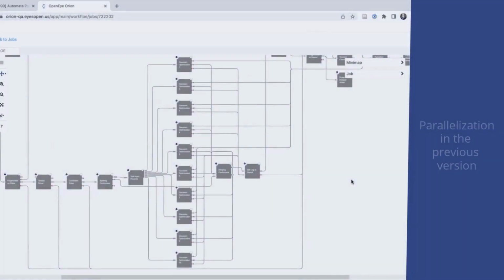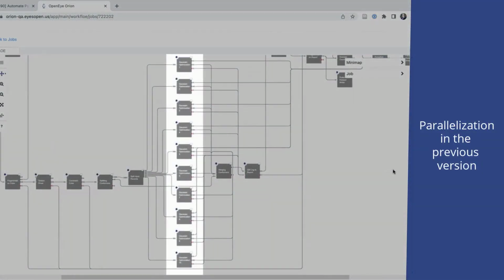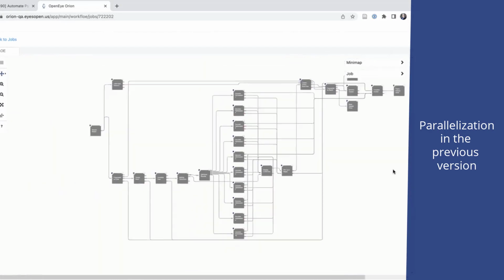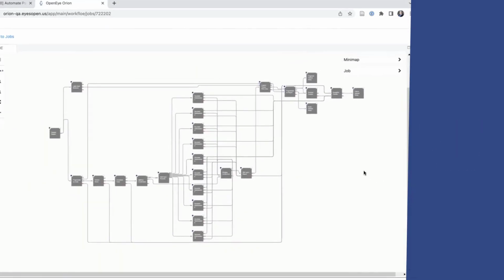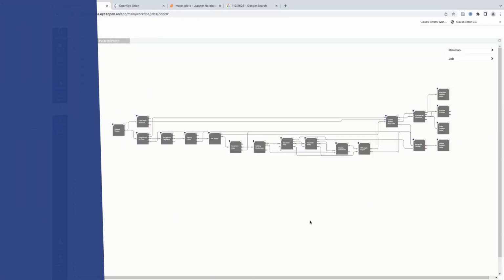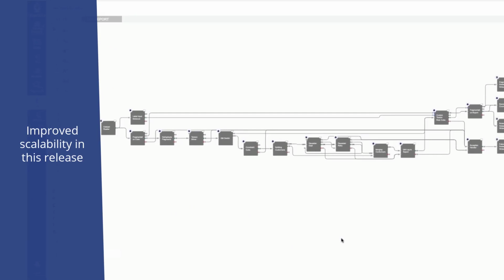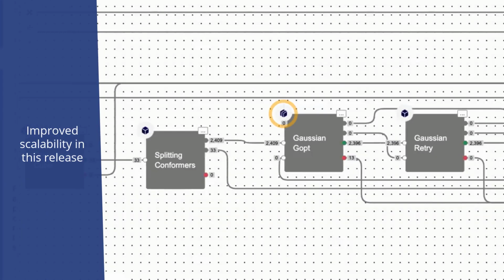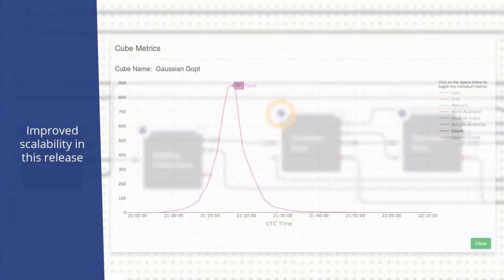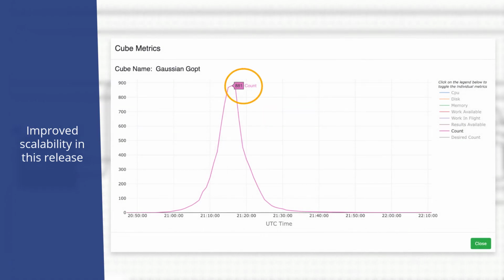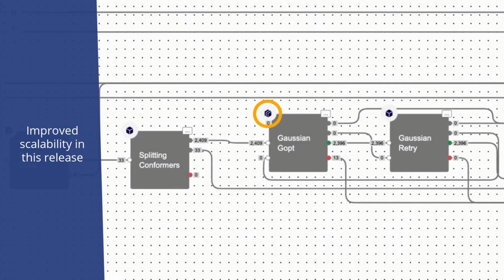In this release, we've increased the scalability of QM calculations in the cloud by leveraging Gaussian's benchmarking capabilities and the Orion scheduler and parallel cubes. These flows have now been benchmarked for hundreds of calculations running simultaneously.